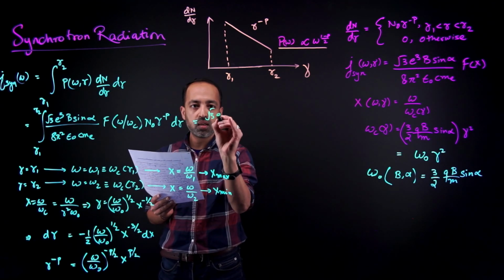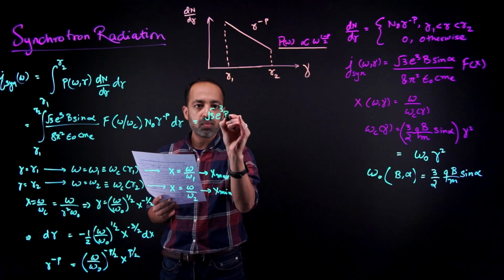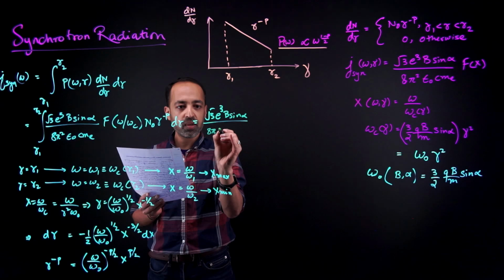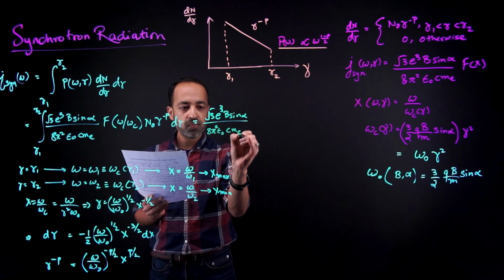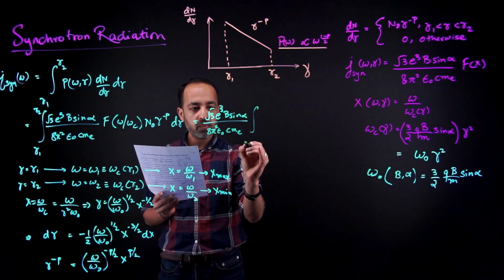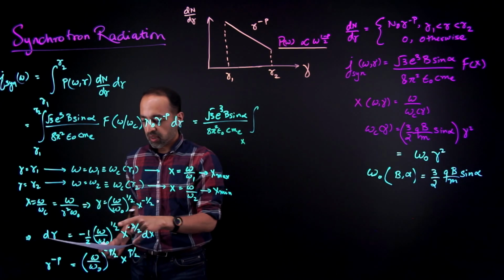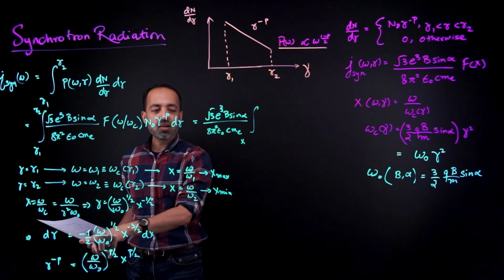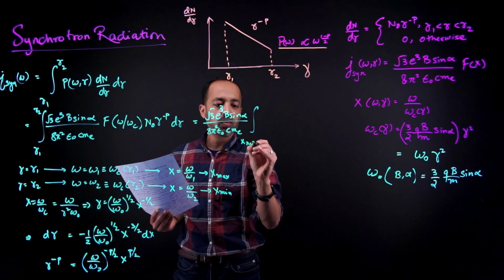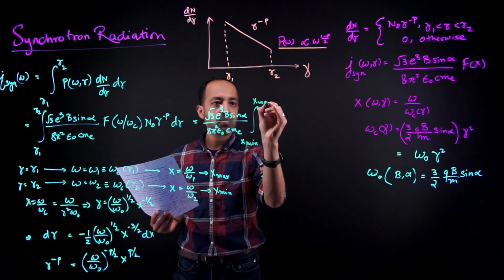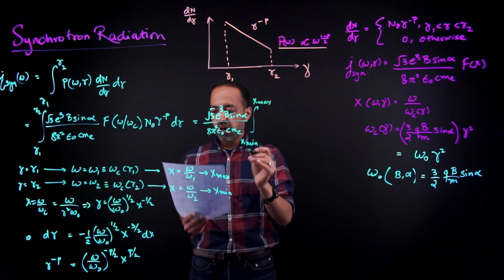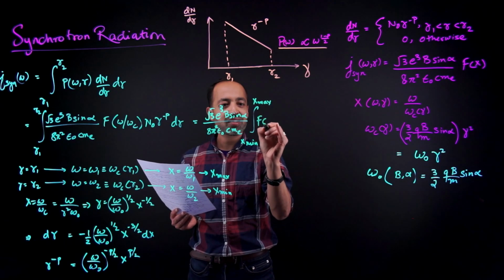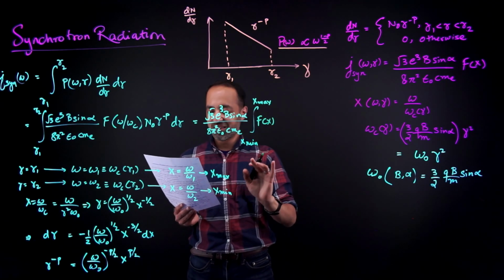So it's √3 e cubed B sine alpha over 8 pi squared epsilon naught c m e times the integral from x, and remember this is going to be from x max to x min, and then there's this minus sign here, so we can flip this integral over to be from x min to x max, and then we have this f of omega over omega c, which just becomes really conveniently an f of x, which we can just close our eyes and leave inside this integral.